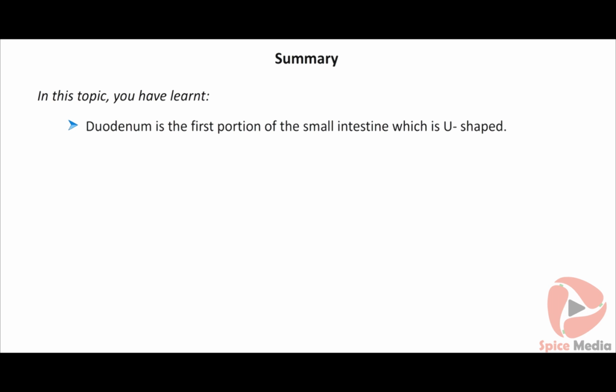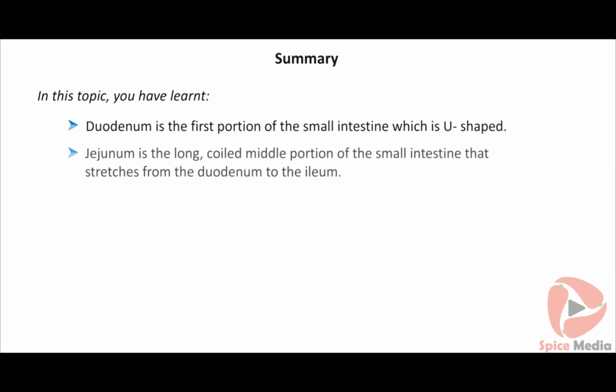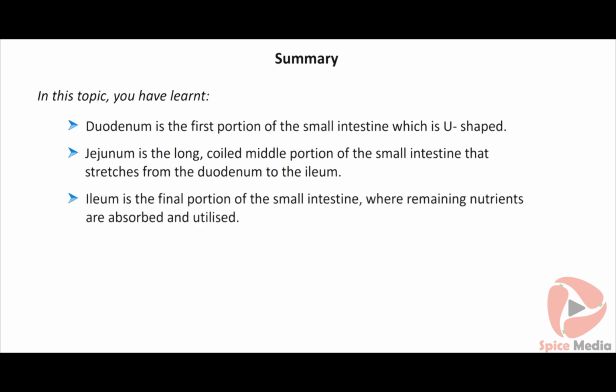The muscular wall of the stomach contracts and churns the food with powerful gastric acids that kill the bacteria and break down proteins. Duodenum is the first portion of the small intestine which is U-shaped.